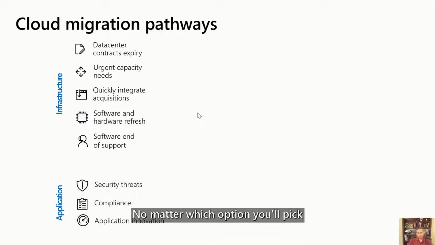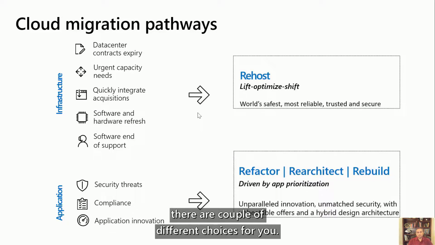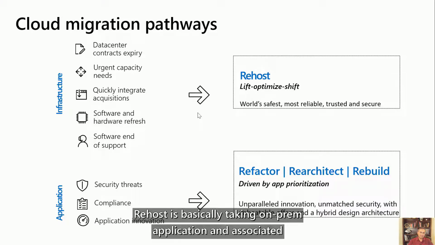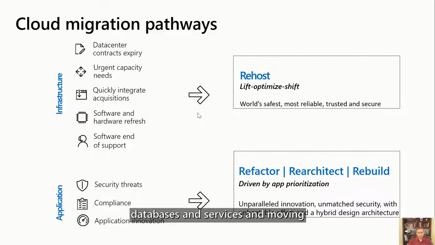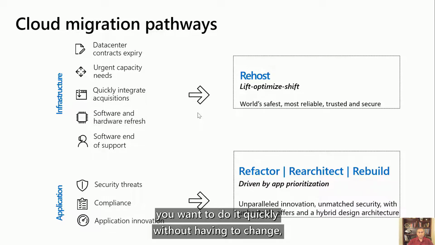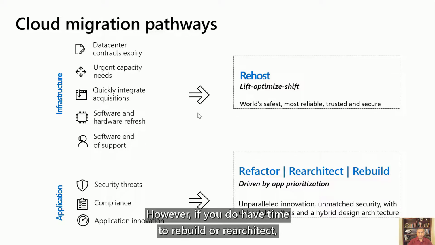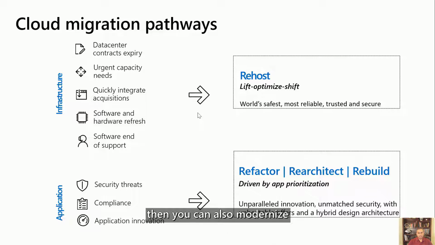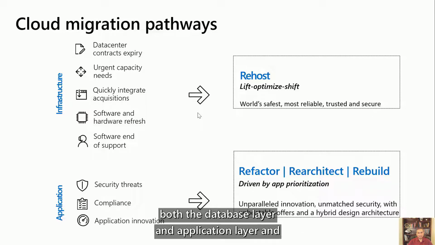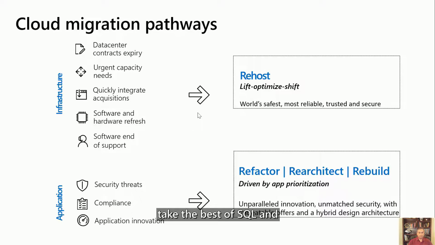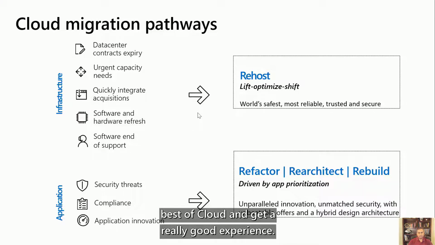And you can really innovate also by connecting to other Azure services, which are also releasing features and innovating rapidly. So no matter which option you pick, there are a couple of different choices for you. One is rehost. Rehost is basically taking your on-prem application and associated databases and services and moving them as is to Azure infrastructure. This is easy if you want to do it quickly without having to change, and if you're under time pressure where you don't have time to rewrite the whole thing and modernize. However, if you do have time to rebuild or re-architect, then you can also modernize both the database layer and the application layer and take the best of SQL and best of cloud and get a really good experience.